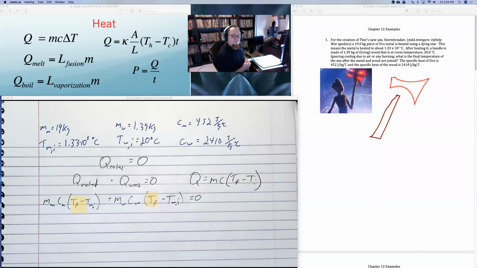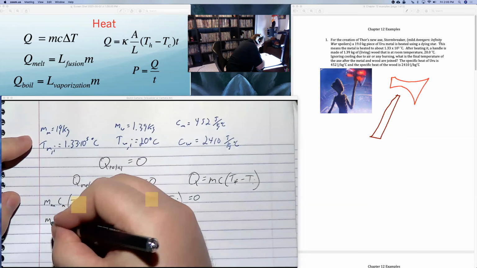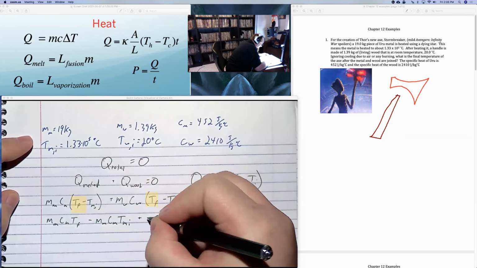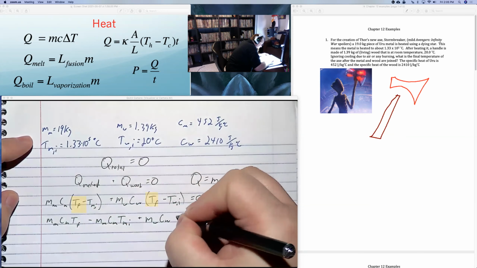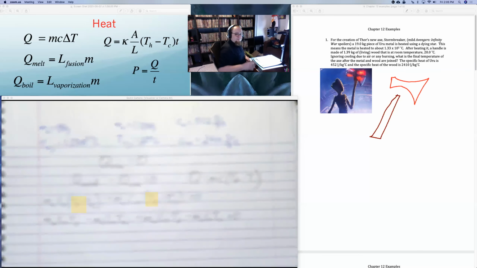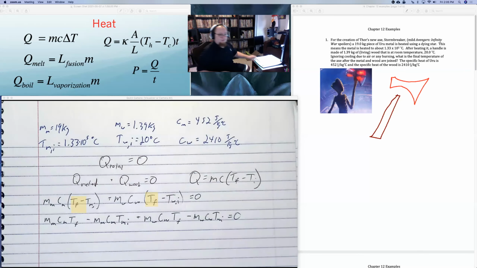If I want to solve for that final temperature, I'm going to factor this through. When I factor this through, I get the mass of metal C metal T final minus the mass of metal C of the metal T metal initial. And I'll add that to the mass of wood C of wood T final minus the mass of wood C wood T wood initial. Now, I have two terms with T final in them still, and two terms without T final. So I'm going to take my terms without T final and move them to the other side.